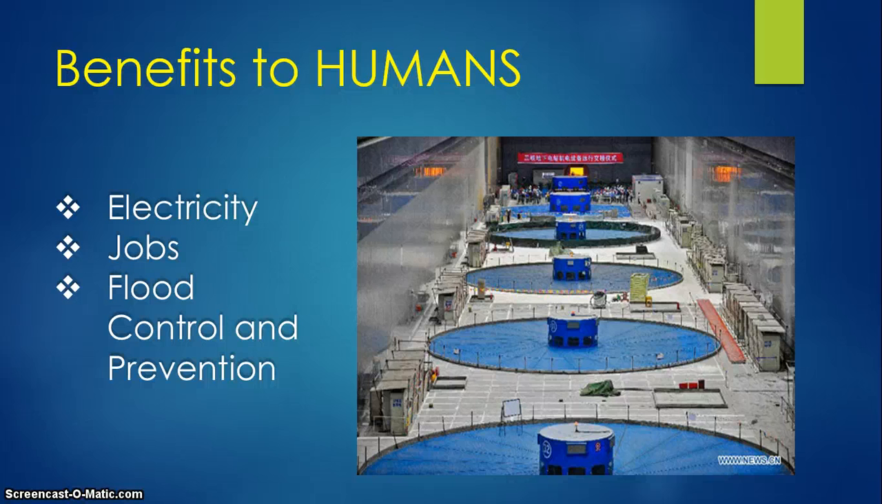The benefits to the humans are electricity, jobs, flood control and prevention. And what many don't realize is that this area was very flood prone before the construction. And so, yeah, electricity is nice, to bring the citizens of China into the new millennium, but as well as that, it's going to help with the catastrophic floods. As many as 300,000 people have died in the last 100 years on the upstream side of this dam.